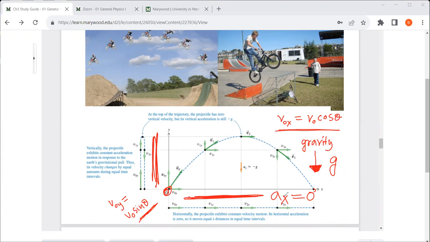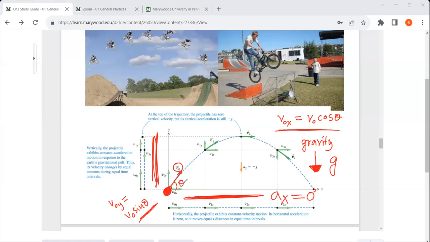Okay, so let me talk about this again, let me repeat it. This is the ball, soccer ball or cannonball, whatever. Let's say we project it. In general, we project it at some initial velocity. So this is the initial velocity, v0, and let's say this makes an angle theta with the horizontal.